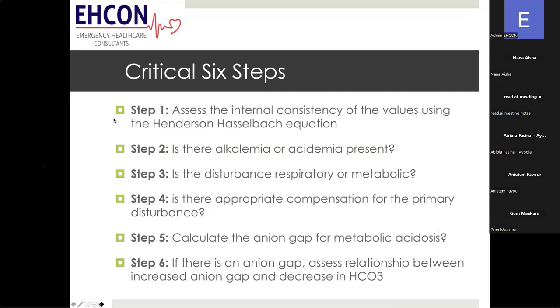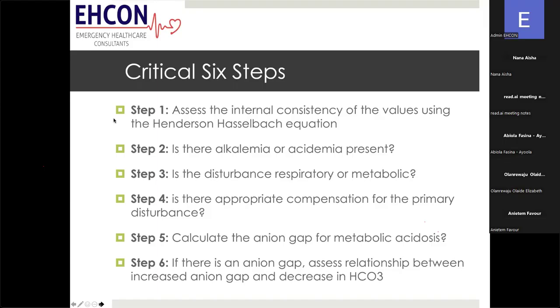Then the next step is to figure out if the disturbance is a primary respiratory disturbance or a metabolic disturbance. And usually what you will realize is that the pH and the PCO2 are the guide to that. If it's a respiratory disturbance, the pH and the PCO2 actually change in an inverse direction. As the pH goes down, the PCO2 goes up, or as the pH goes up, the PCO2 is going down. If you see that pattern, it is actually probably a primary respiratory disorder. If that pattern is not being followed, then what you're looking at is a metabolic problem.